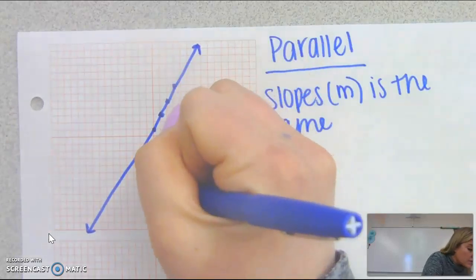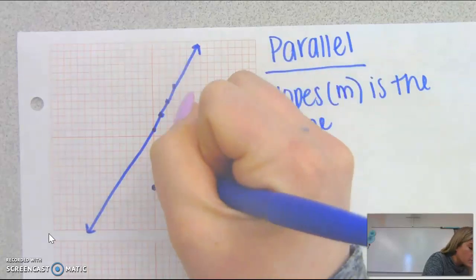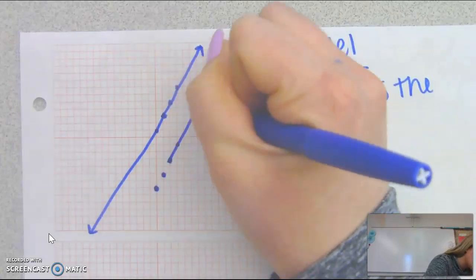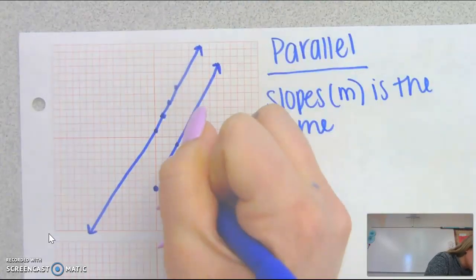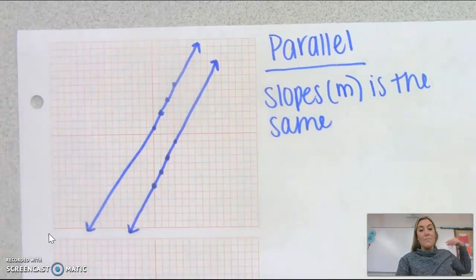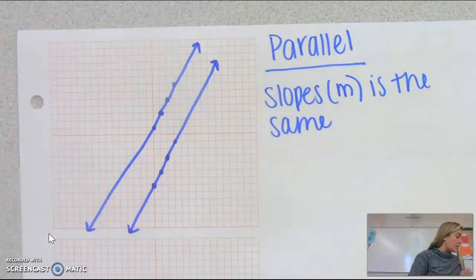And then I can also start here and do the same slope. So up 2 over 1, up 2 over 1, up 2 over 1, and draw that line. If you notice, it might be a little hard because they're not straight, but they will never touch each other, no matter what. So parallel lines, slopes are the same, and they'll never touch, they'll never intersect.